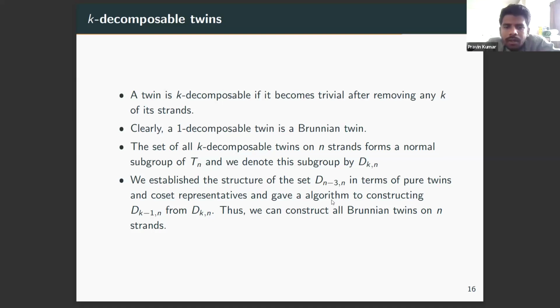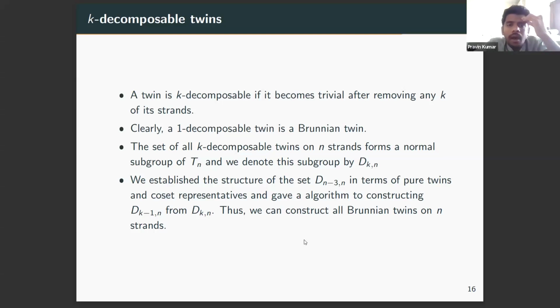And also we gave an algorithm to construct D_{k-1,n} from D_{k,n}. So inductively, by keeping doing this algorithm, we can construct D_{1,n}, which is the set of all Brownian twins in the twin group. Thus this algorithm illustrates that all Brownian twins are enumeratively constructible.